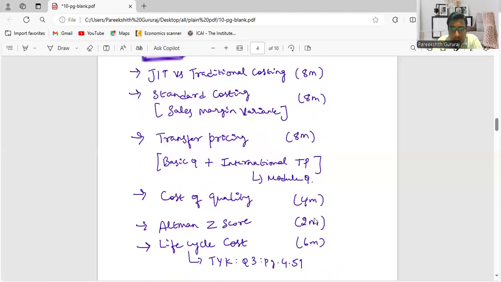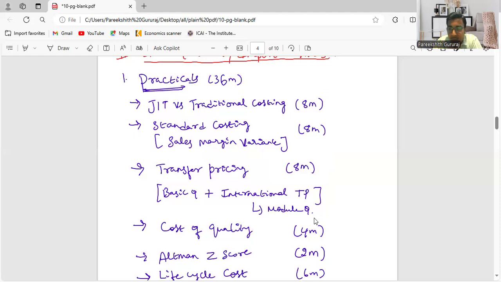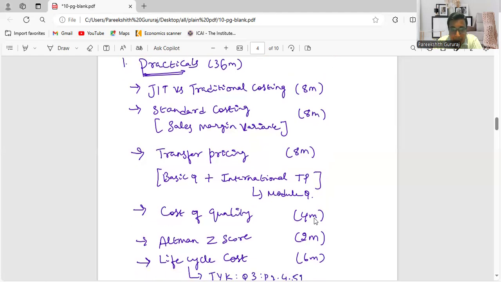The next question was on transfer pricing. There were two small questions, 4 marks each. One was on basic minimum transfer pricing calculation, and the second was on international transfer pricing. This was a module question from the illustrations, so this was quite manageable. The first two were a bit technical, but the next question, this transfer pricing, was quite manageable.